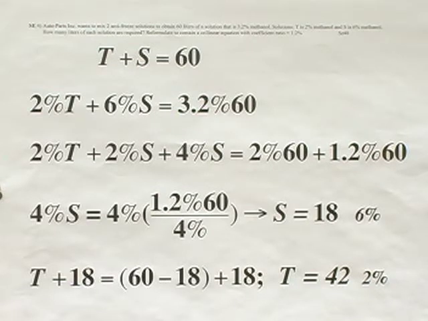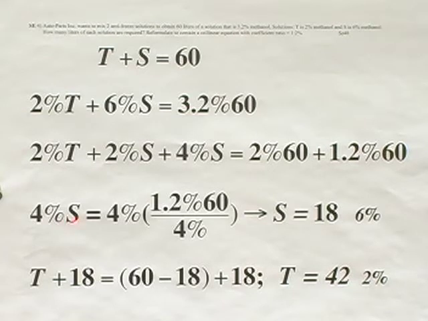Why did I do that? If I graph this equation and I take these three terms, 1, 2, 3, and graph it, it'll be the same, the lines will coincide. Two collinear equations. So the only way this equation can be equal is if 4% S is equal to 1.2% times 60, the odd terms.